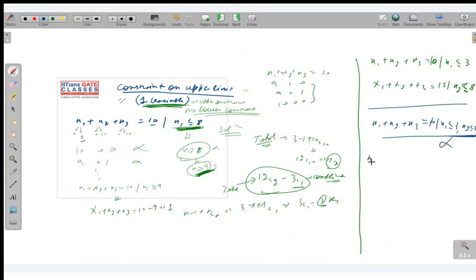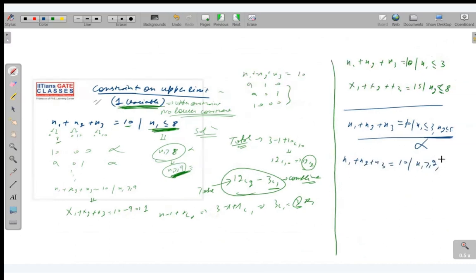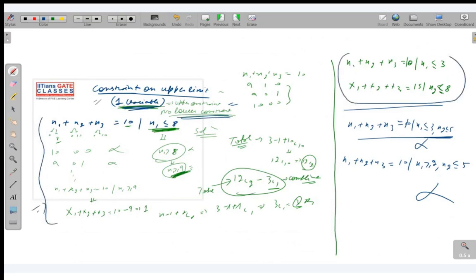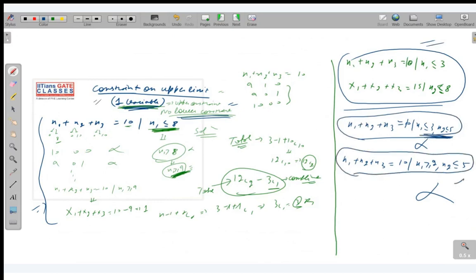Please do not think like that. If I say x1 plus x2 plus x3 that is equal to 10, x1 less than equal to 2, greater than equal to 2, and I am saying x2 less than equal to 5, no, I cannot do it, because I have told you only one variable upper constraint is there and no lower constraint. Only then can I apply this method. So in these two questions, only an upper constraint is there and no lower constraint, so the method will be applied perfectly, but here it cannot be applied because two upper constraints I cannot solve. One upper and one lower, I cannot solve it.